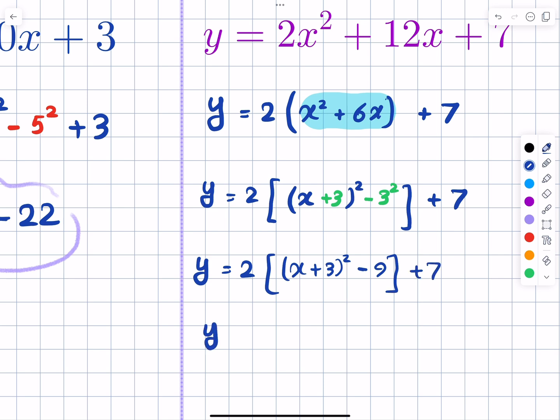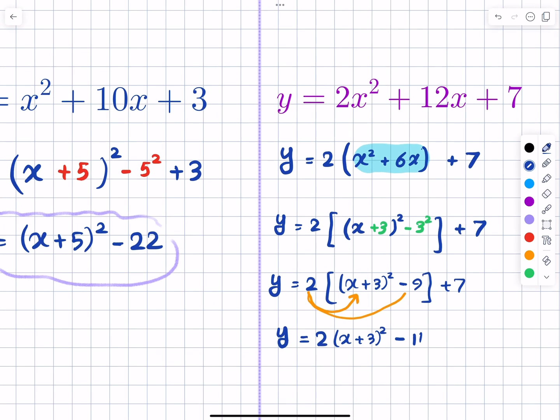Now the final step will be like this. Here we multiply 2 by this bracket, so we will have 2 times x plus 3 squared. Then we multiply the 2 by negative 9. So 2 times negative 9 would be negative 18. Plus then a 7 here, we would have negative 11. So we write negative 11. So this is the completed square form of this quadratic expression here.